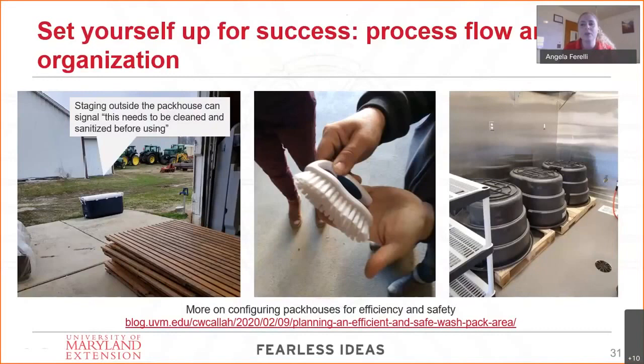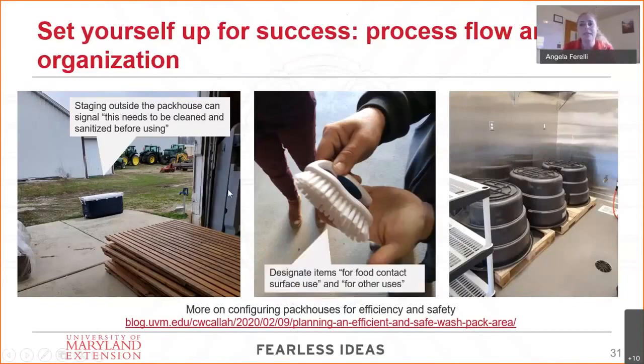So similarly with your food contact surfaces, staging dirty bins outside the packing house can signal that they are not ready to be used yet and they need to be cleaned and sanitized before they go into the packing house. So it's minimizing the amount of dirt and grime that's coming in that you later have to remediate. You can also designate tools for use with food contact surfaces and tools for cleaning other things. So this is all in mind of keeping clean things clean, keeping dirty things dirty. We definitely don't want the scrubby brush that's used to clean the floors to also clean our produce lugs, right?